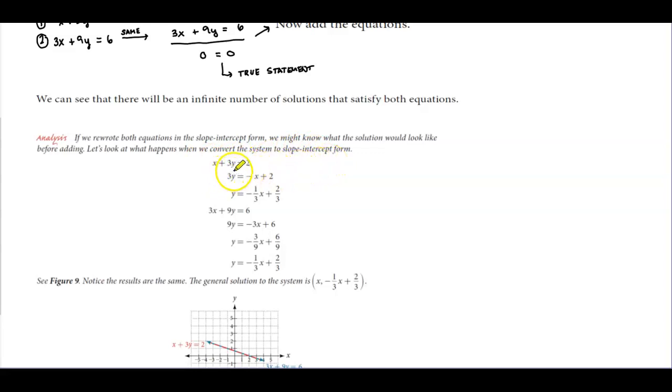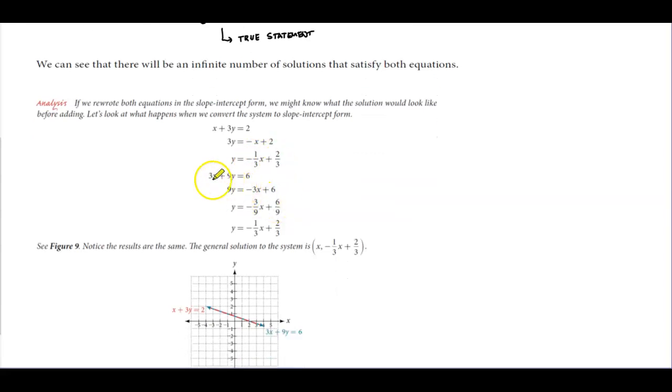When we have x plus 3y equals 2, we're going to subtract x from both sides. And then we're going to divide by 3. So we're going to get y, which is equal to -1/3 x plus 2/3. And if we do the same thing with the second equation, we're going to subtract 3x from both sides, and then we're going to divide by 9 and then reduce. And we end up getting y, which is equal to -1/3 x plus 2/3.